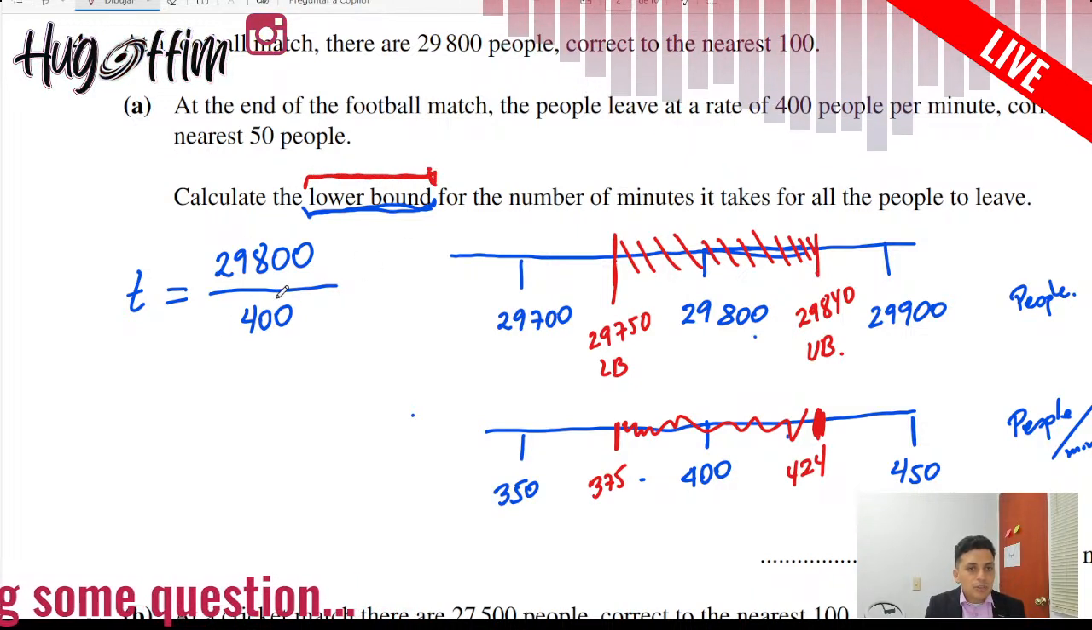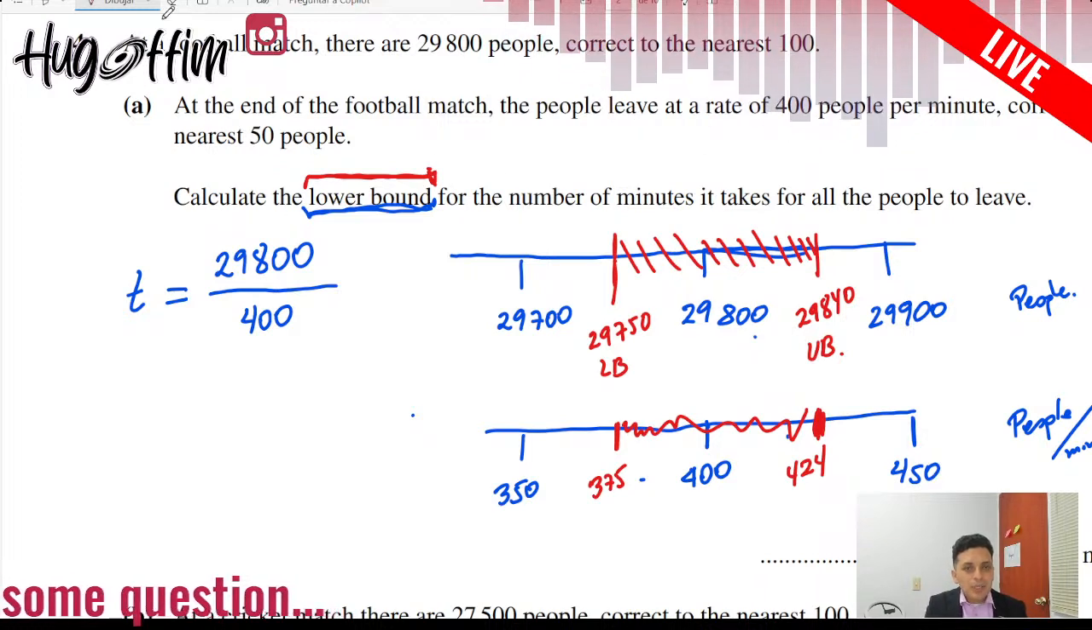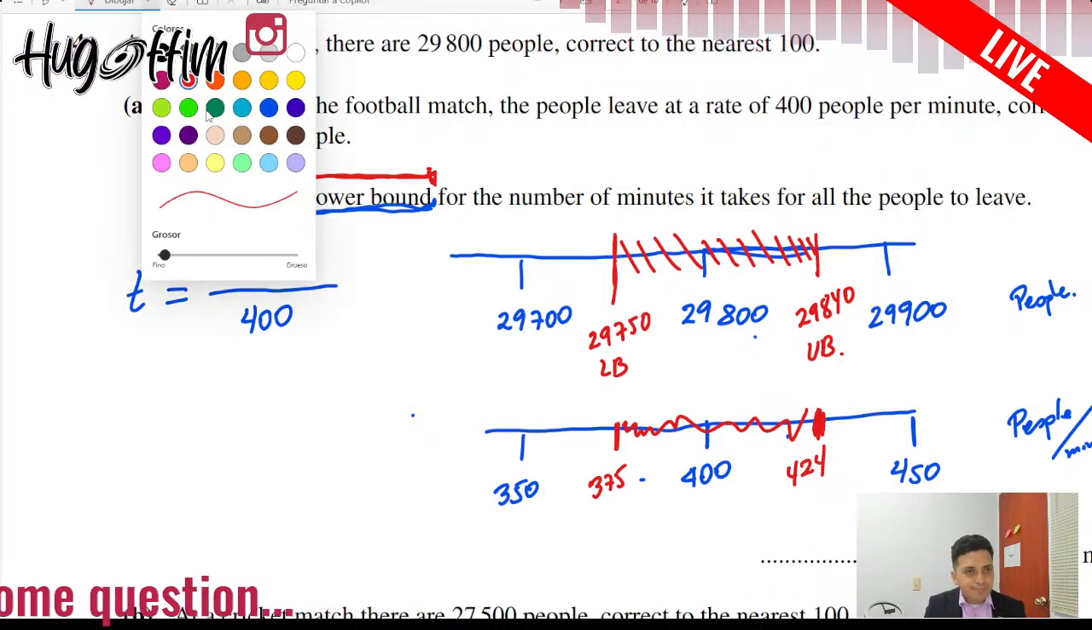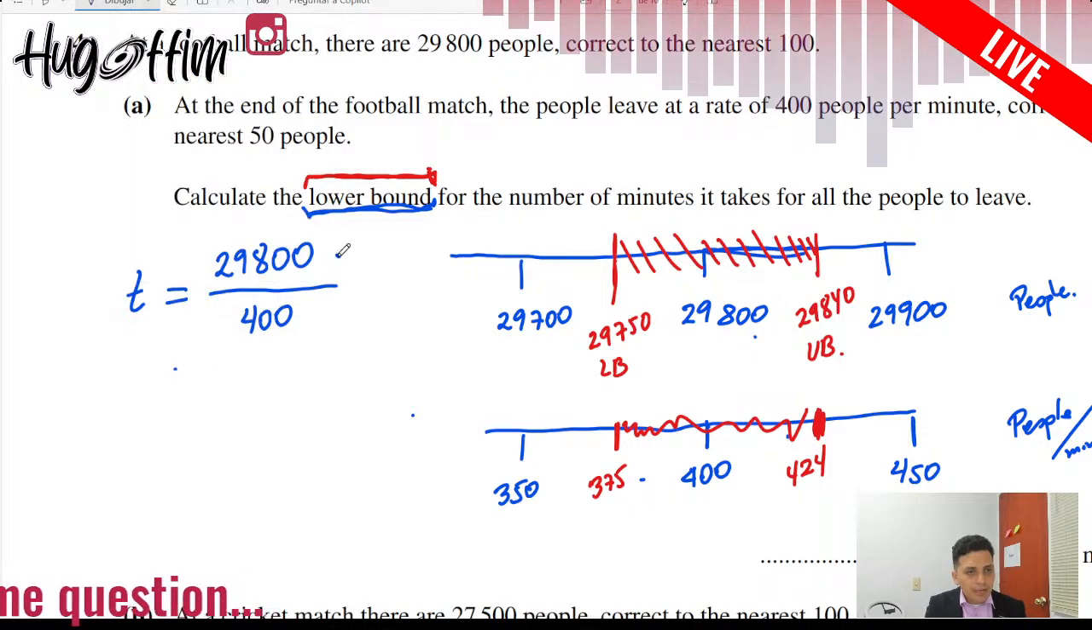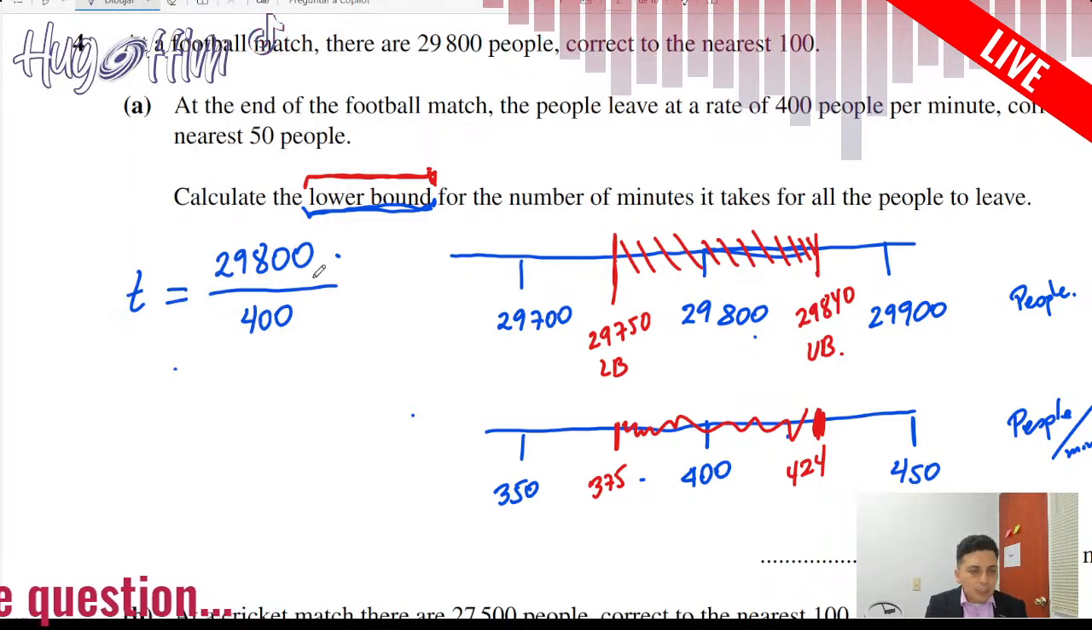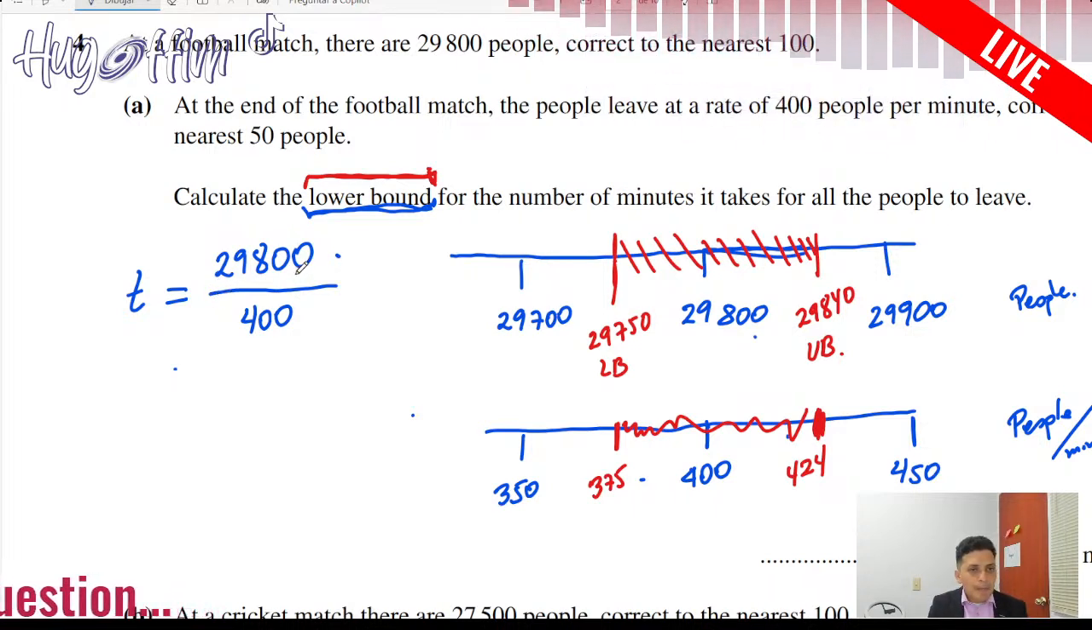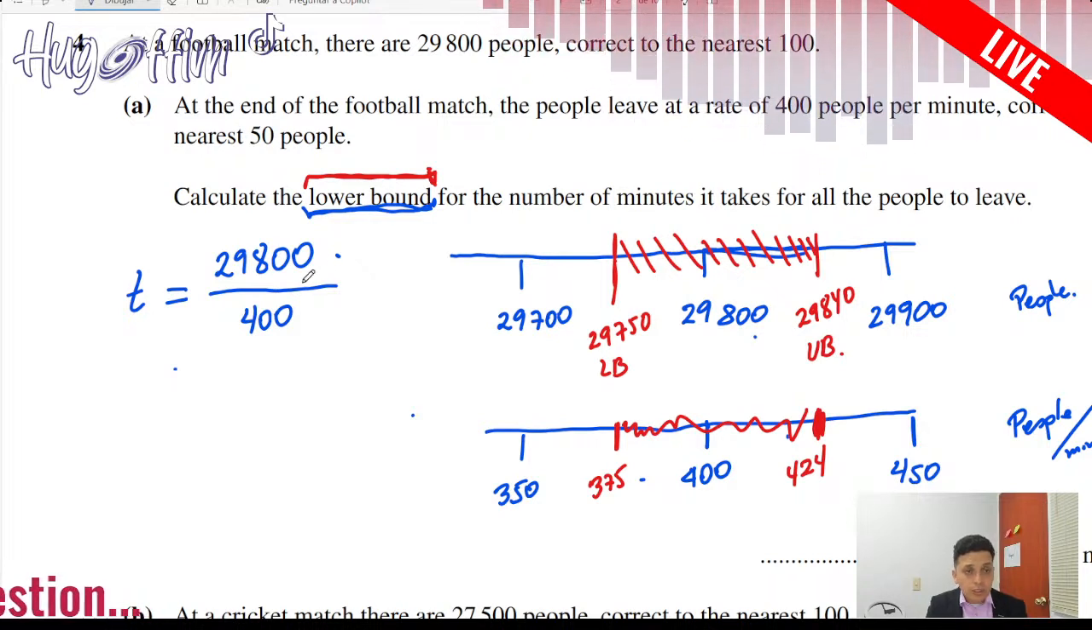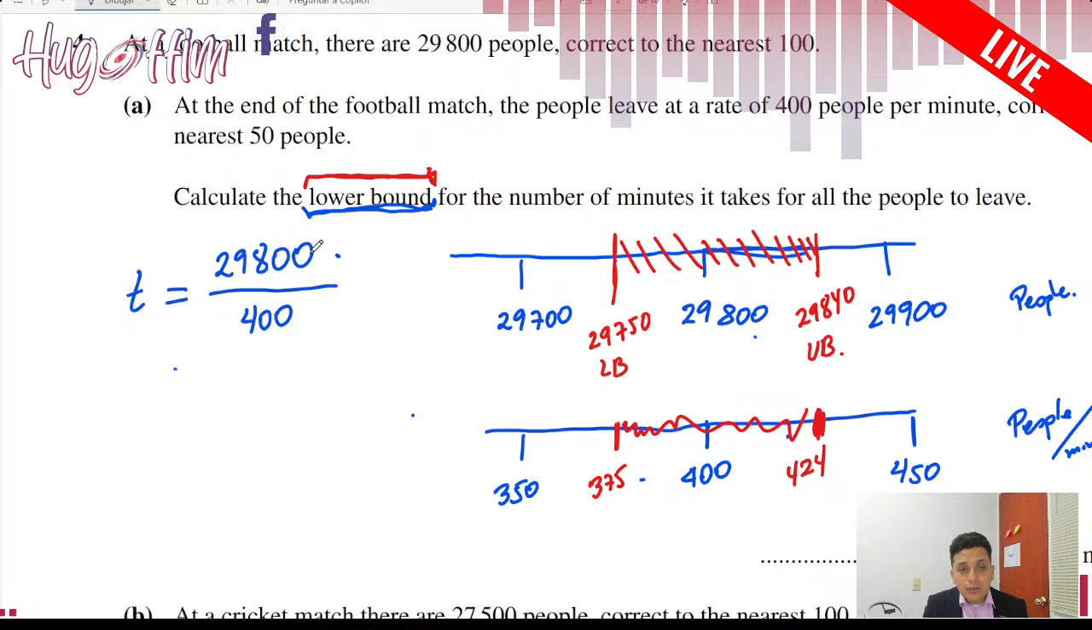And you have to think in terms of division. How do you make a division a smaller number? For example, if I have any division, how can I make it smaller by changing only the numerator? The less the numerator, the less the division. So if I use the lower bound of my numerator, I'm going to get the lowest division possible.